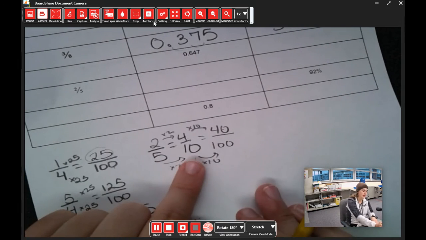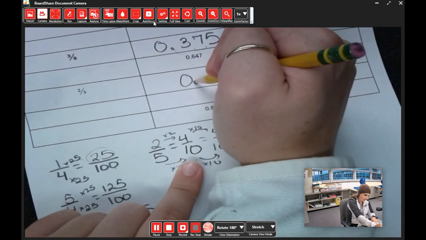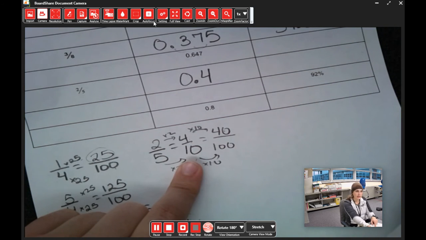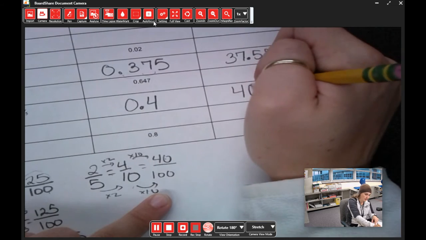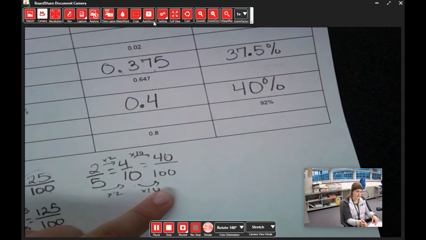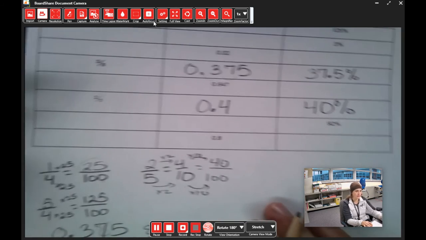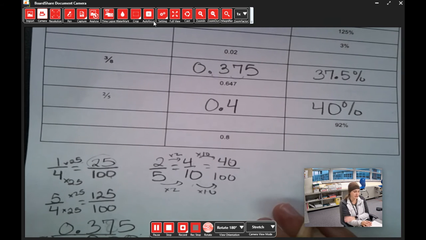I know 4/10 as a decimal is 0.4. And then 40 hundredths as a percent is 40%. So those are all my fraction problems being turned into a percent.